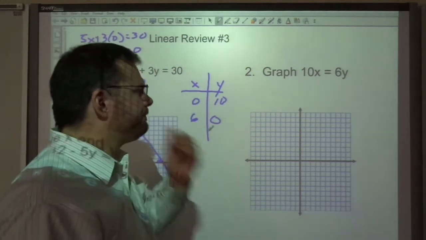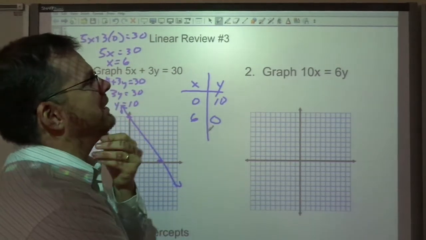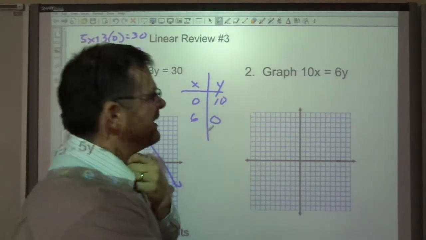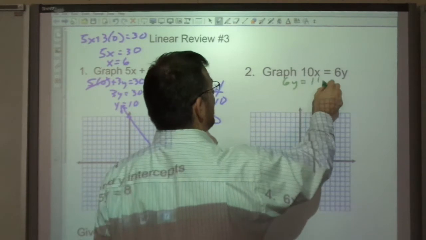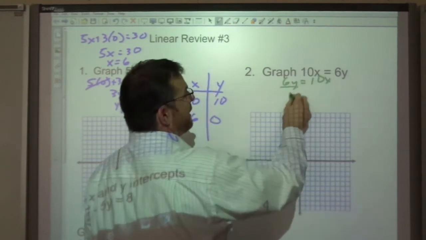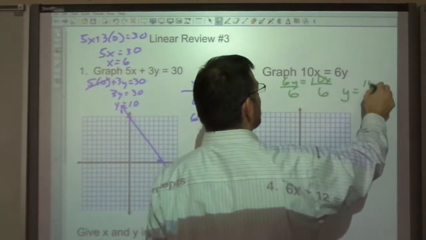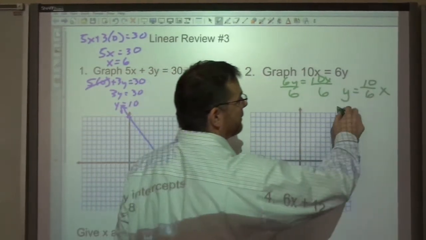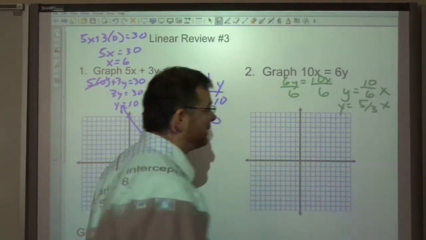Okay, how about this one? This one, I'm actually going to try to put into slope-intercept form, which means I need y by itself. So let's write it like this. 6y equals 10x. And now if I divide by 6, y equals 10 sixths x. And I could actually reduce that to be 5 thirds x.